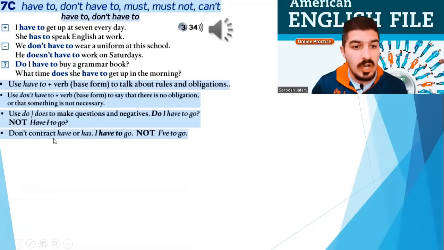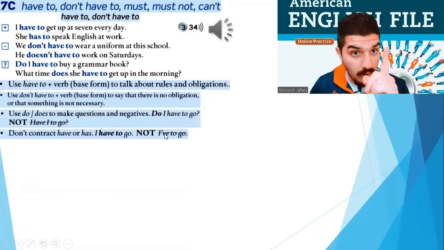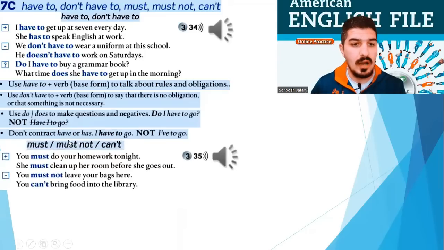And don't contract have or has. You don't use contractions. I have to go, not I've to go. No. You don't use contractions. Important. Pay attention. Now, everybody, again, must not, can't.